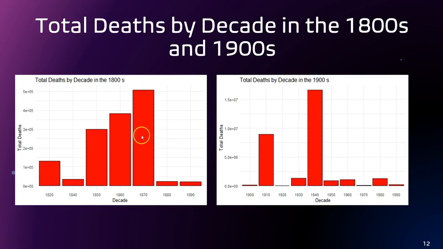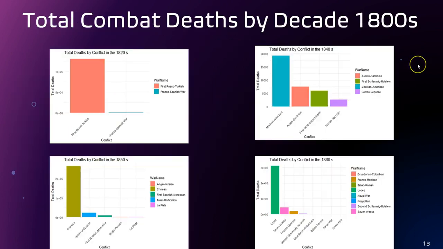Looking at the scale of the 1800s, 1870 was the deadliest decade for battle deaths, and if we were to compare that to this scale, it would be smaller than the 1950 decade, more deaths in the 1950s than in the 1870s. So it just shows that we're on two different scales there.